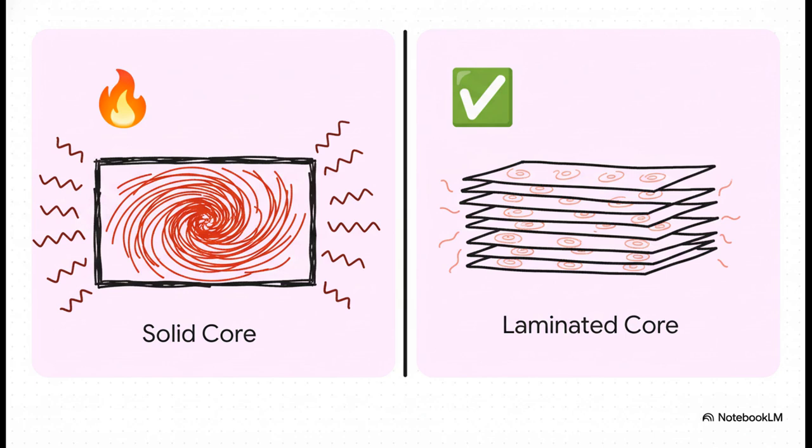So instead of using a solid metal core, they use what's called a laminated core. See, a solid core is like a giant, low-resistance playground for huge eddy currents to form, and that generates tons of heat. But a laminated core breaks up all those paths. It dramatically increases the resistance and shrinks the currents down, which means way, way less heat loss.